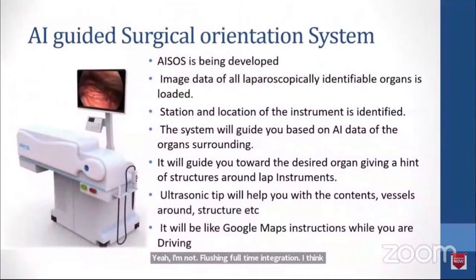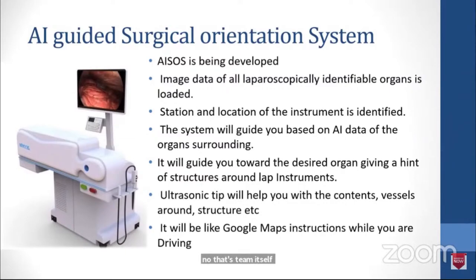And in Persistent, what we're trying to do is develop an AI-guided surgical orientation system. It will be used for laparoscopy. Because of all my NDAs, I can't talk much. But something will be like this: the moment you put the laparoscope inside, it can identify the organ depending upon all the images outside. And that whole thing is based on AI data of surrounding organs. Now the tip itself will have ultrasonic, and then it can guide you.